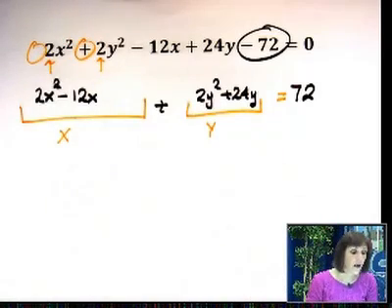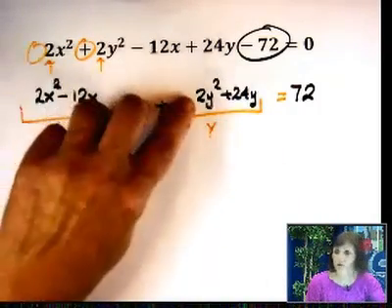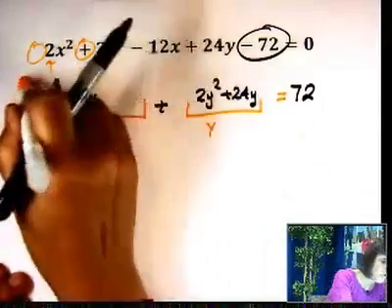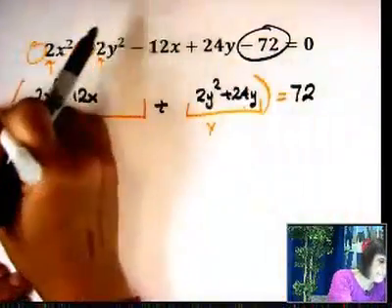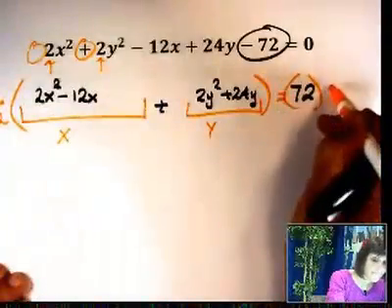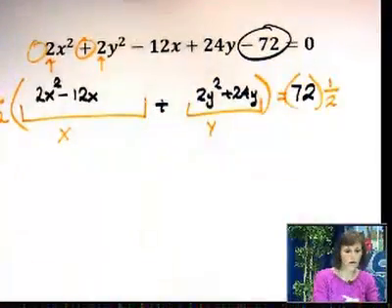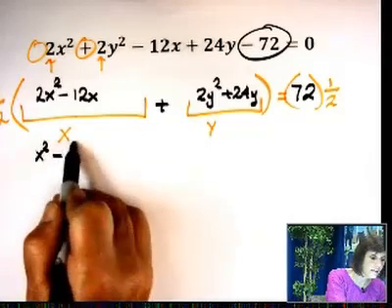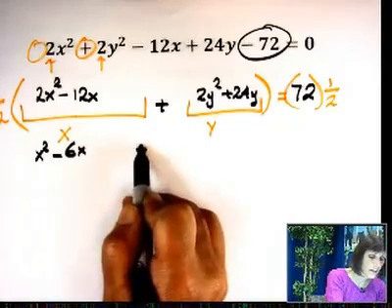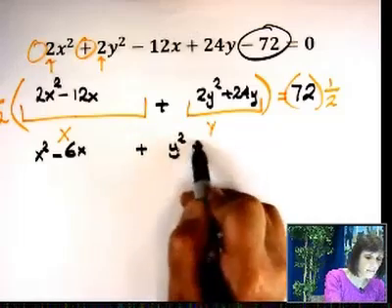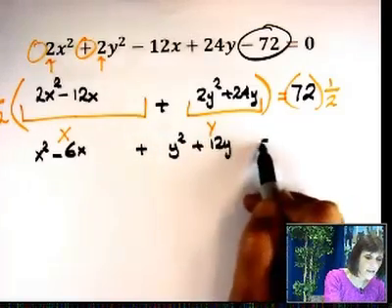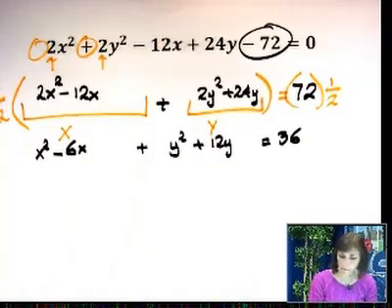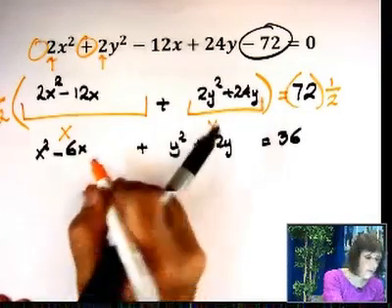Here's a trick. I want to get rid of these 2's. Since they are the same, I can divide the whole thing by 2. Look what's going to happen. X squared minus 6x plus y squared plus 12y equals 36. Very good. Now, let's complete the squares.